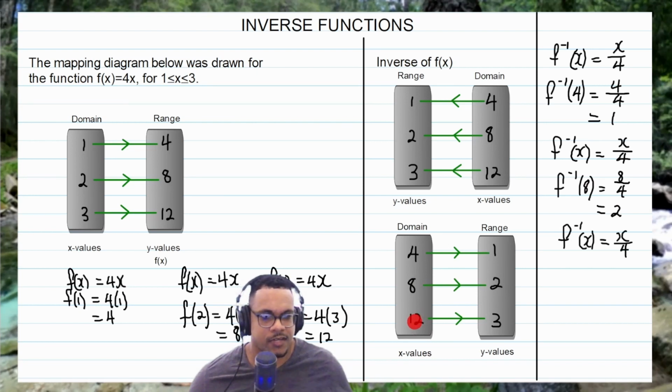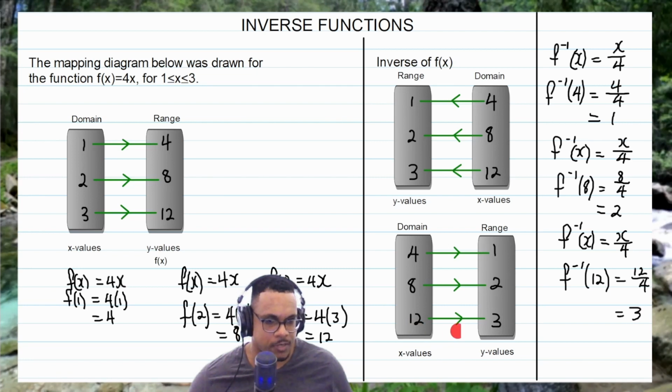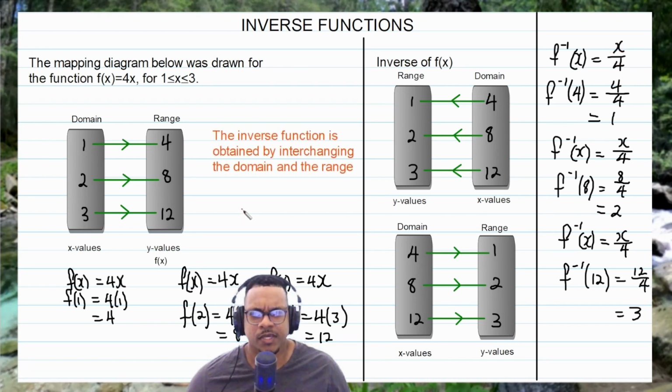And our last x value is 12. So we have f inverse of 12 is equal to 12 divided by 4, which is equal to 3. So we have 12 is mapped to 3, which we can see here. So the inverse function of f of x is x divided by 4. So the main thing to take away from this is that the inverse function is obtained by interchanging the domain and range.